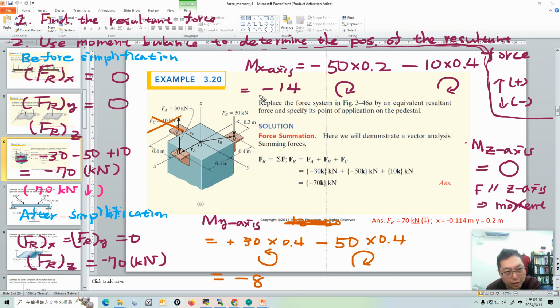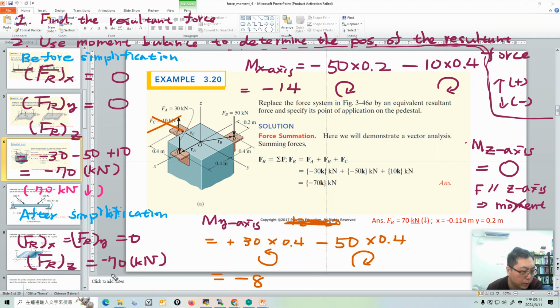We had a moment before simplification: x axis minus 14, y axis minus 8. Then we use the concept that before and after, the resultant moment is the same. Like I said, this problem wants to do the simplification. We want to know the magnitude of the resultant force, and also where the position of the resultant force is.